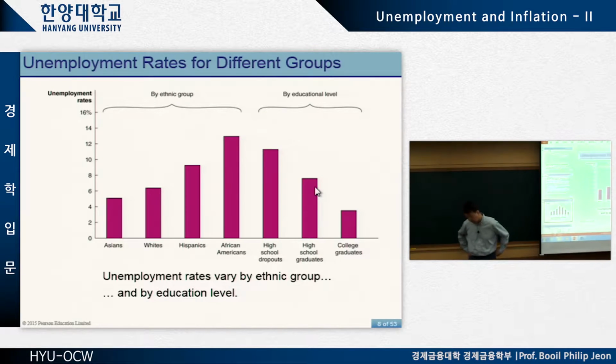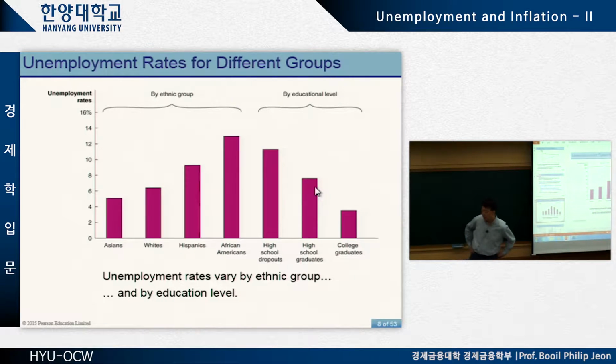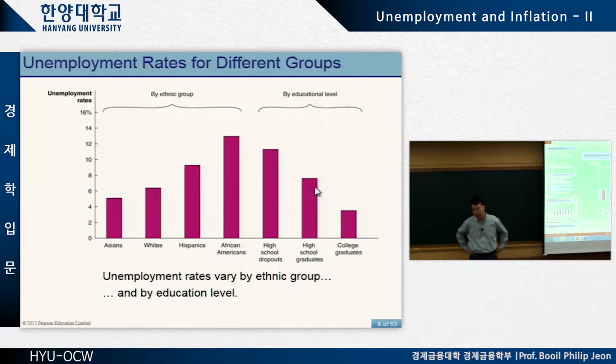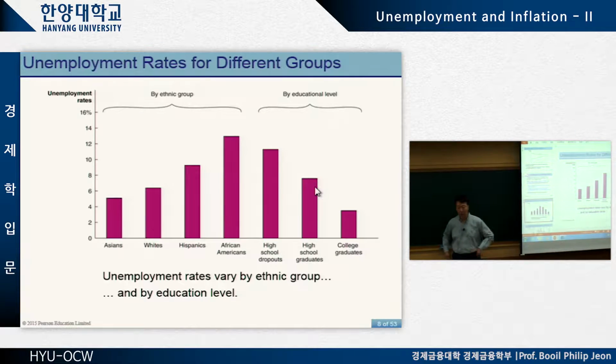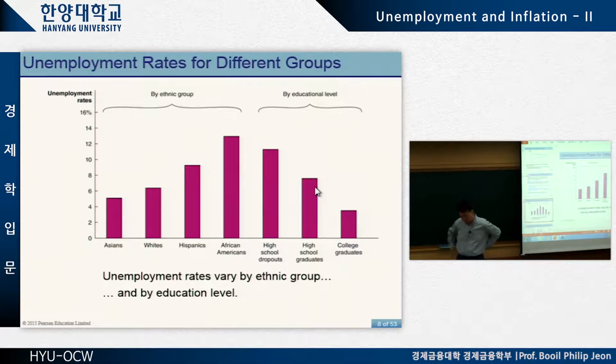And you can derive many observations or many points out of this fact. But some are overlapping. For example, among all the ethnic groups, Asians tend to have the highest education level. There are a lot more college graduates among Asians compared to the African American ethnic group. So that will also explain the lower unemployment rate among the Asians.